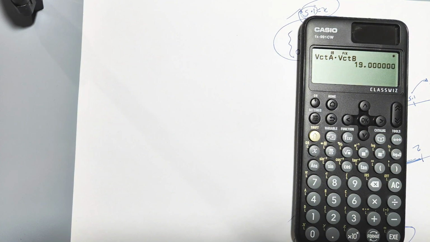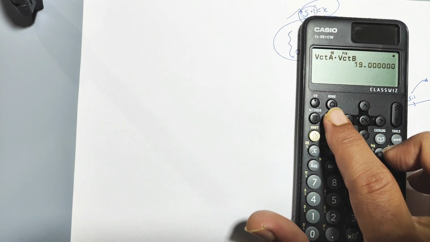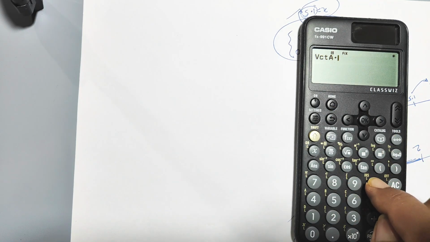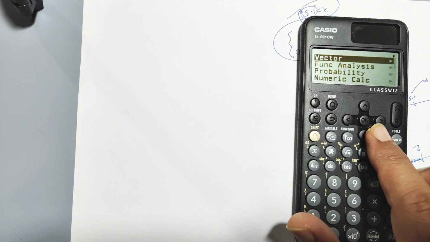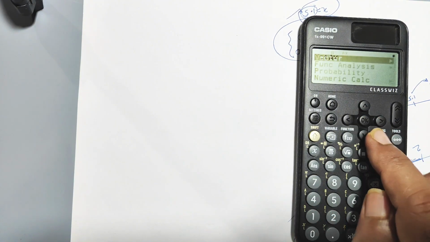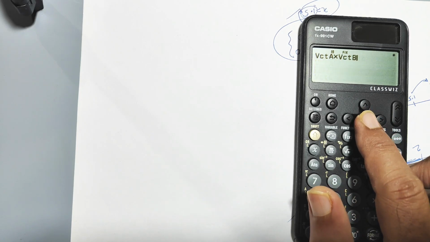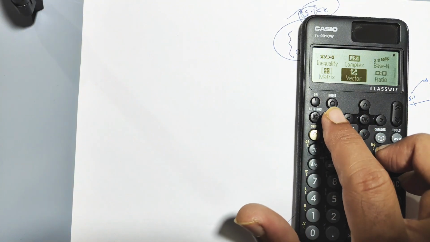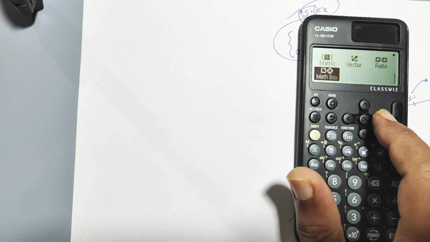It is 19. Now you can find out the cross product also. Change it to cross product also, right? Vector calculations, cross product, and select vector B. You can find out. This cross product is a vector, right? So you can perform vector operations, and this we don't use often.